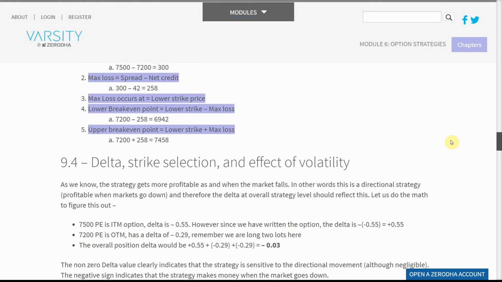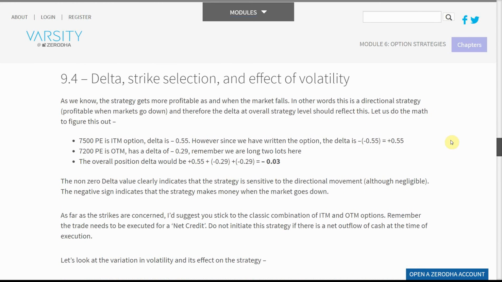9.4 Delta. Strike selection and effective volatility. As we know, the strategy gets more profitable as and when the market falls. In other words, this is a directional strategy, profitable when markets go down, and therefore the delta at the overall strategy level should reflect this. Let us do the math to figure this out.